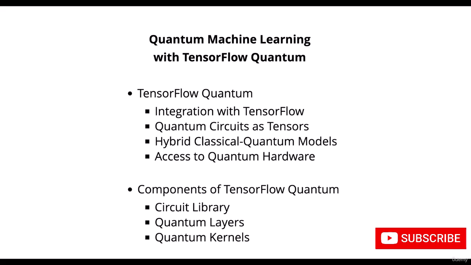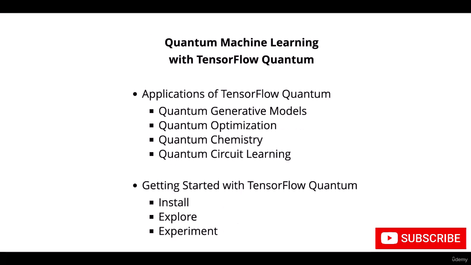The components of TensorFlow Quantum. There are three of them. The first one is circuit library. TFQ provides a library of predefined quantum circuits and gates for building quantum machine learning models. It provides quantum layers, which implement quantum layers such as quantum convolutional layers, quantum pooling layers, and quantum measurement layers for constructing quantum neural networks. Next, we have quantum kernels. They develop custom quantum kernels for performing quantum operations and transformations.